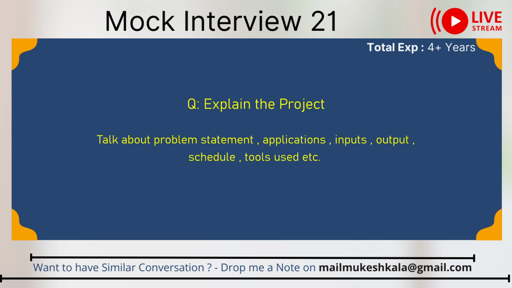Sure. I'll start with one of my projects, which was using one of the APIs. Let me start from the problem statement. We had a manual process of financial data, where people manually entered the financial details of customers like customer ID, customer names, and payments.